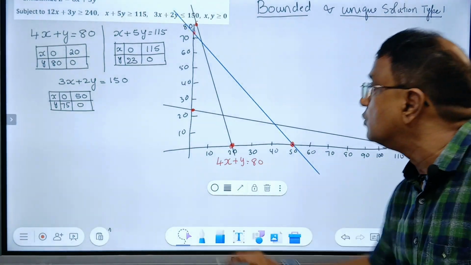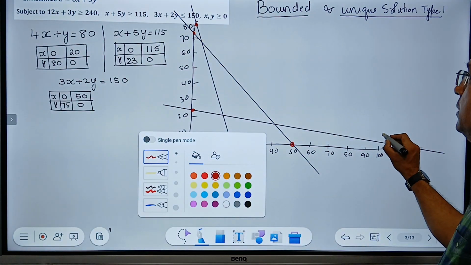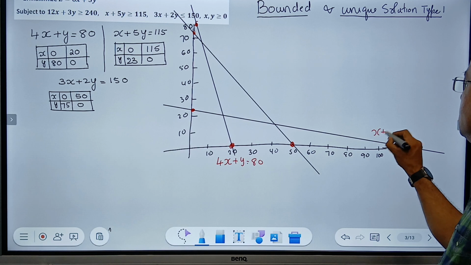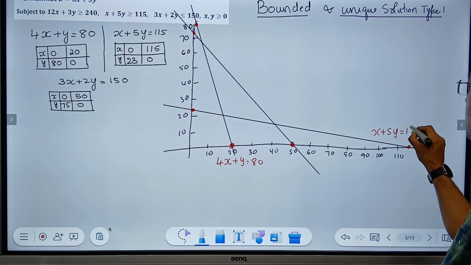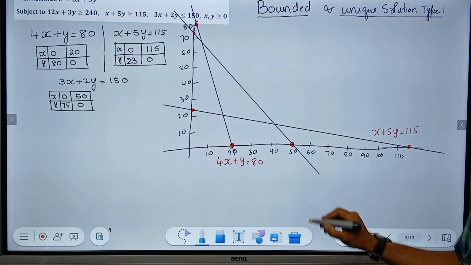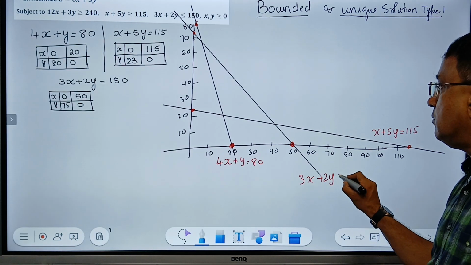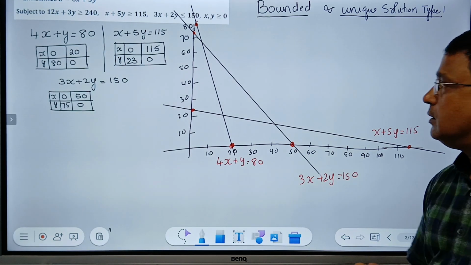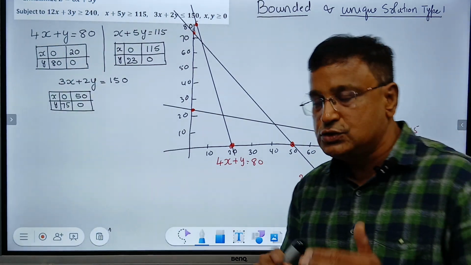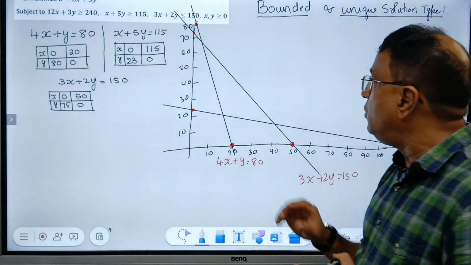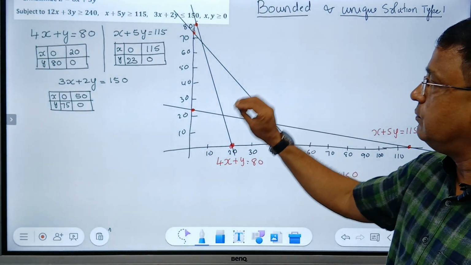Let's write the equations on top of it. So this equation will be x plus 5y equal to 115. What about this equation? This will be 3x plus 2y equal to 150. Now everything is done. Now it is time for us to shade. Okay. Now how do I shade this equation? That is very, very important.